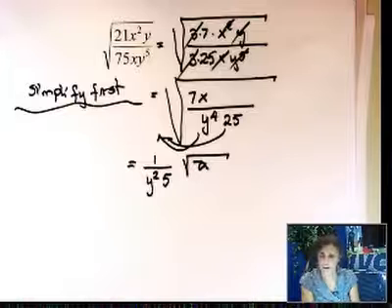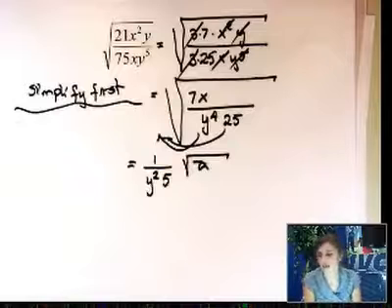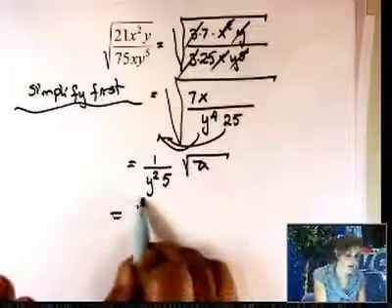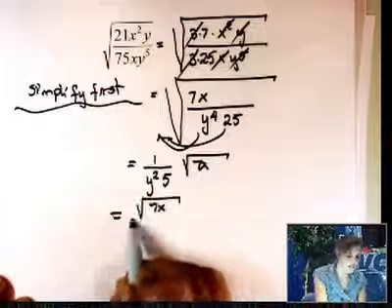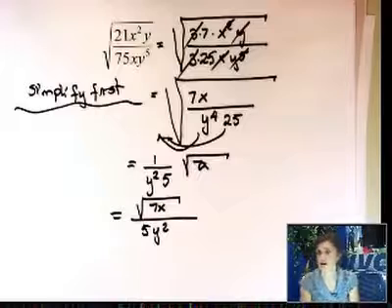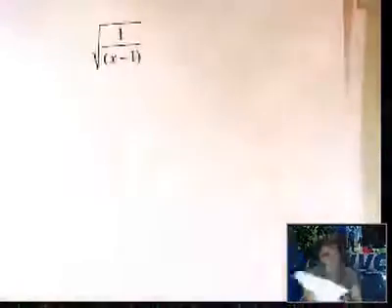All right, and guess what? That is a pretty good deal. I didn't even have to rationalize the denominator, and you can write it that way as well. 7x over 5y squared. Okay, that's another example. Actually, it's a pretty good one.